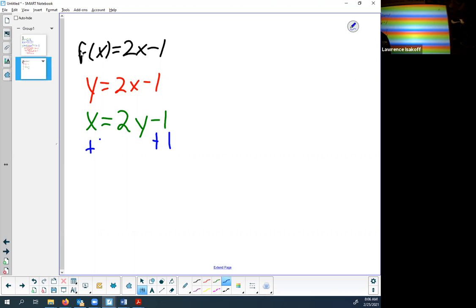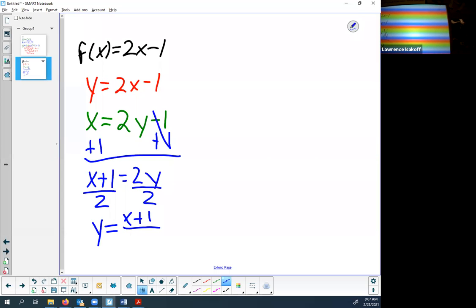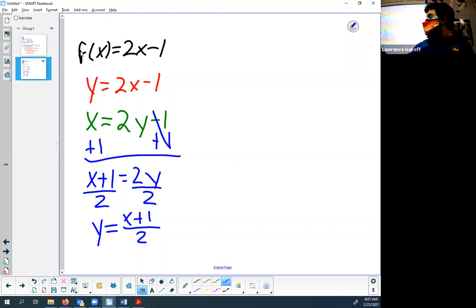Add 1 to both sides. x plus 1 is equal to 2y. Divide by 2, and we get y is equal to x plus 1 all over 2. Now me, personally, I'm a fan of the big fraction like this.